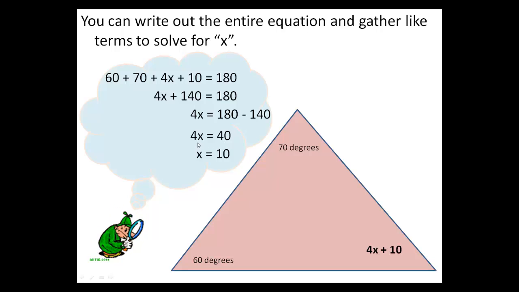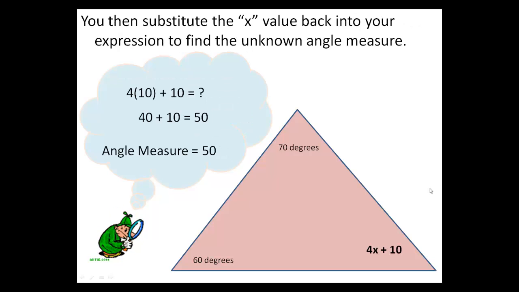We would do the inverse of 4 times x by dividing both sides by 4, which leaves us with x equals 10. Once we know that x equals 10, we'll substitute that value back into the expression to find the unknown angle measure. 4 times 10 plus 10 equals our unknown angle measure. 4 times 10 is 40, plus the 10 equals 50. Angle measure equals 50.